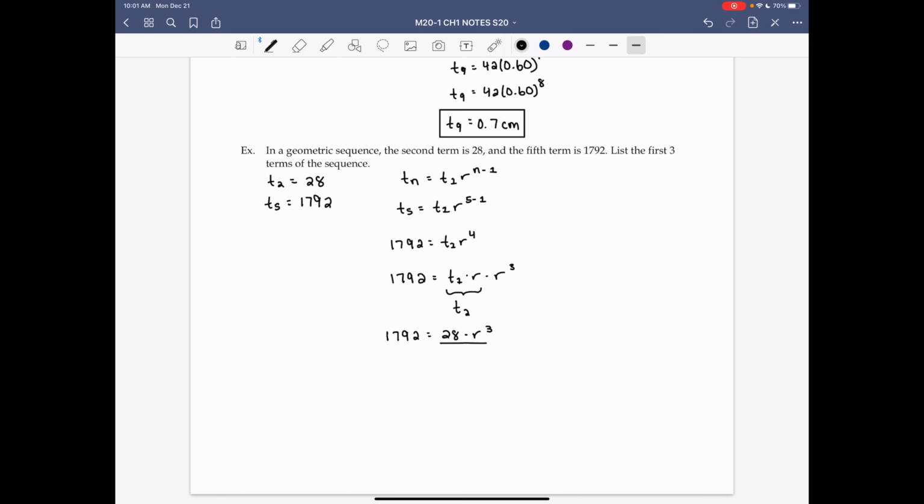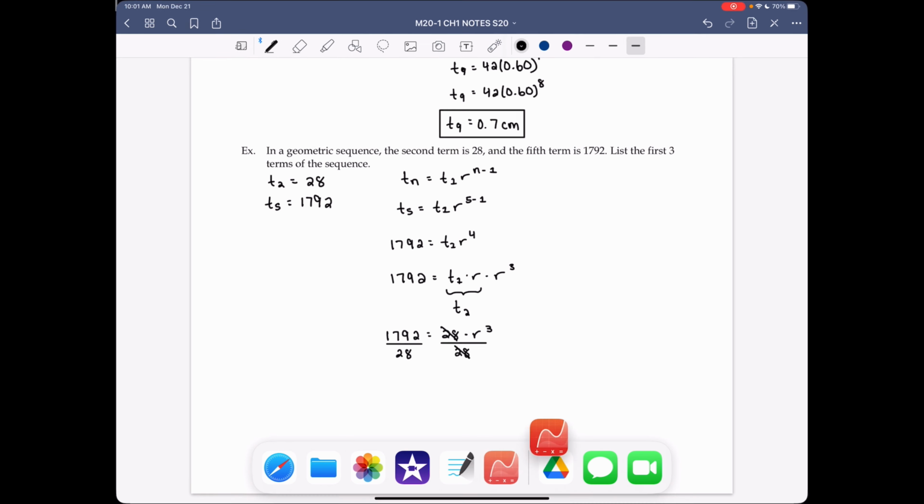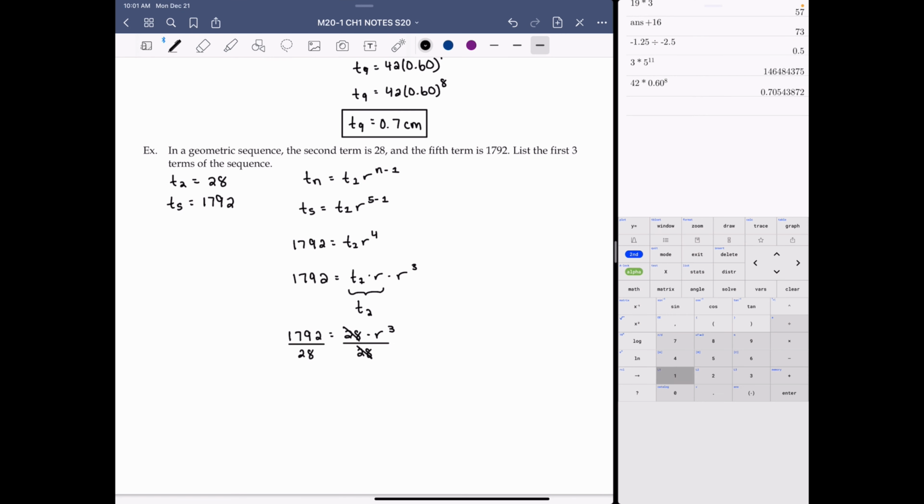Divide by 28 on both sides. 28 divides out on the right. 1792 divided by 28 is 64. 64 equals r to the power of 3. We want r, so cube root both sides. Cube root of 64 is 4. So r equals 4.